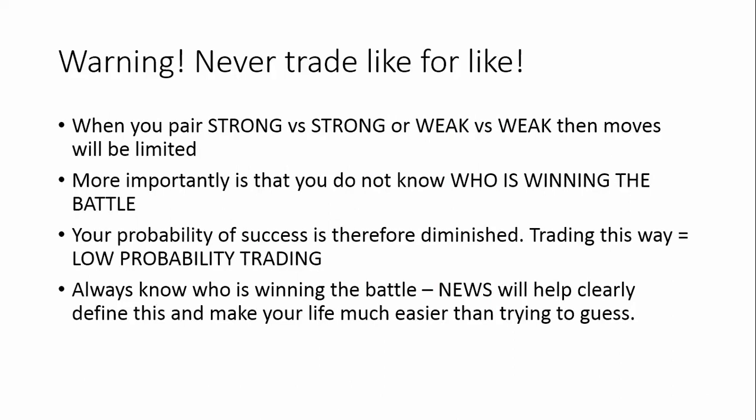As I've already mentioned, never trade like for like. When you pair strong versus strong or weak versus weak, then your moves will be limited. And you don't know who is winning the battle. So how can you speculate confidently on the direction when you don't know who is winning the war? You don't know which currency is strong and which one's weak. Your probability of success is therefore diminished. Trading this way is low probability trading.